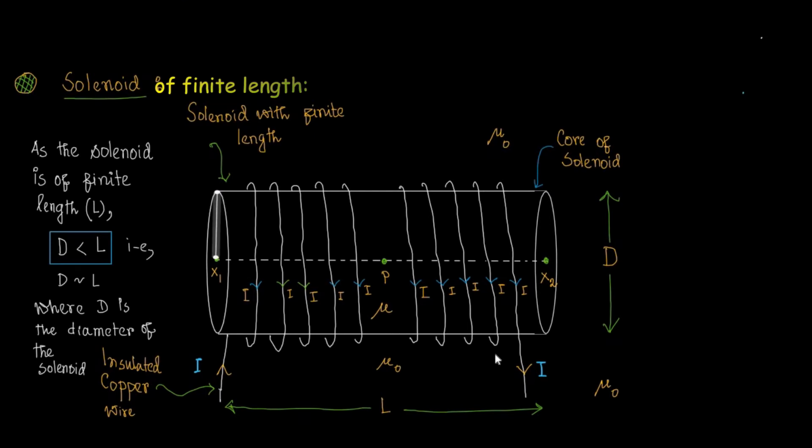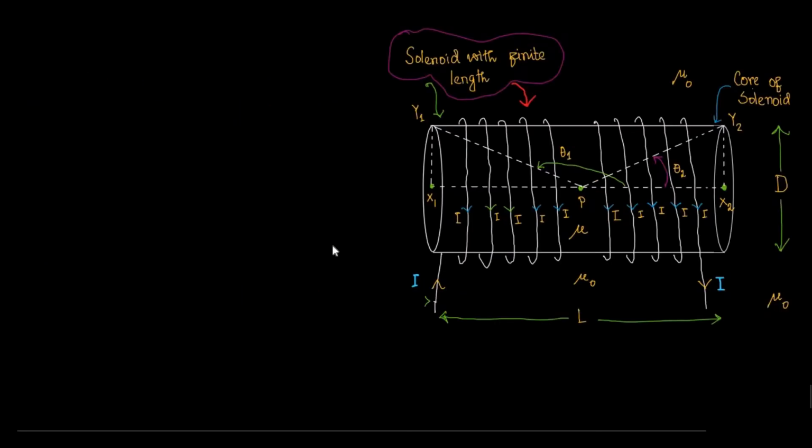Here now we can denote the radius of the circular cross section of the solenoid. Here this point is y1 at the end x1, and we can denote another point y2 at the right end of the solenoid. Y2 is a point at the end x2. P is the midpoint on the axis of the solenoid.